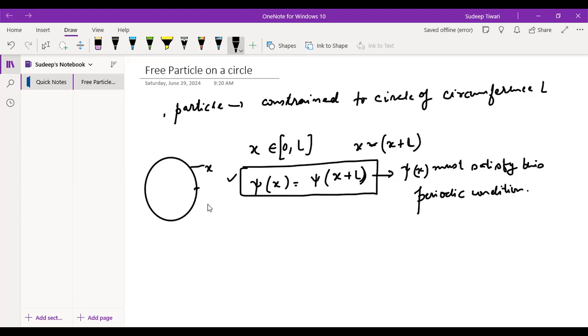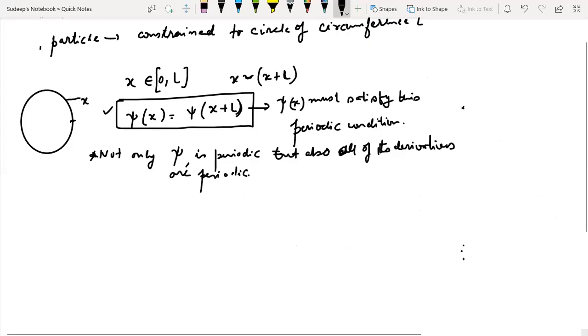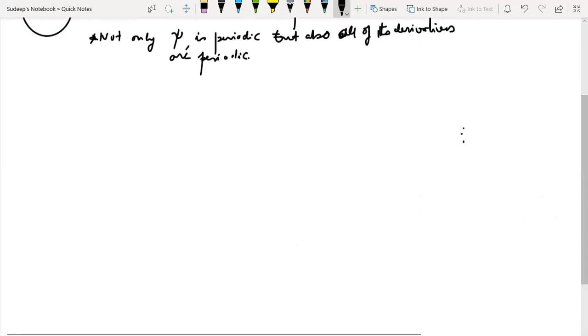Another thing that one can clearly see from here is that not only is psi periodic, but all its higher order derivatives are also periodic. Because if you differentiate, it is quite understood that not only psi is periodic, but all of its derivatives are periodic. So these are important observations that I have already written. This is a good observation that you might have seen. So it is understood, I hope.